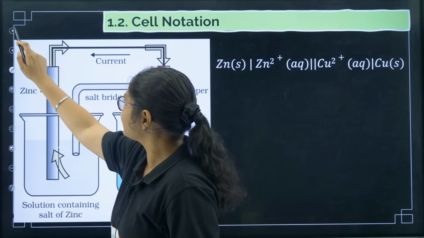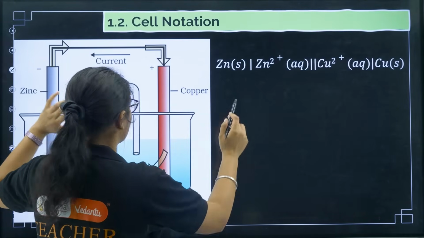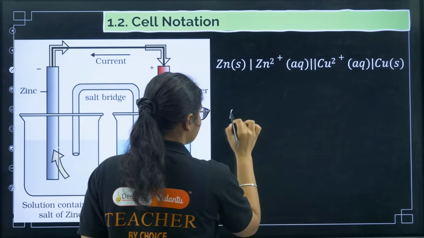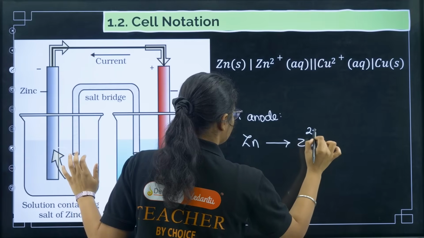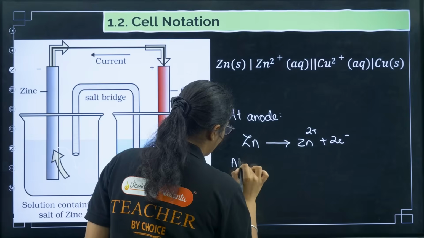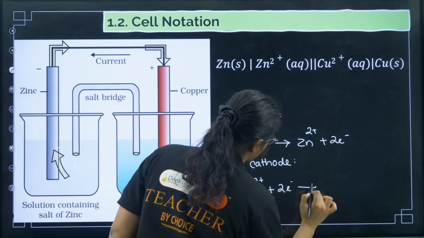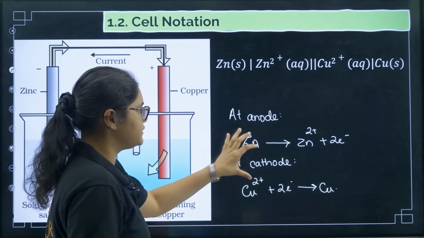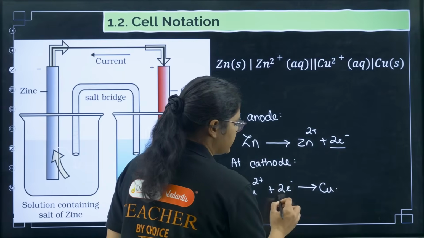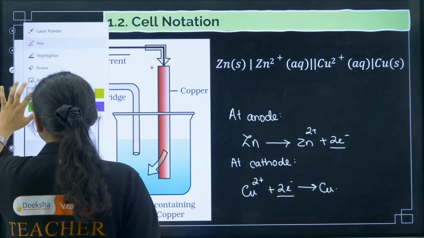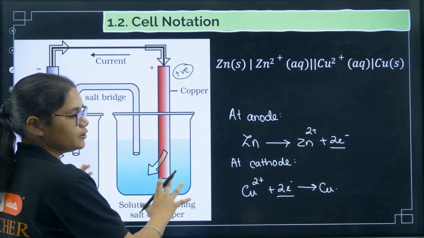Now if I want to show you the reaction, it is like this. At the anode, zinc gets converted to Zn2+ plus 2 electrons. At the cathode, Cu2+ plus 2 electrons gets converted to copper. If I add these two reactions, this is my overall cell reaction. At the anode there is loss of electrons, at the cathode there is gain of electrons. The anode is negatively charged and the cathode is positively charged. Clear? This is how the Daniell cell works.